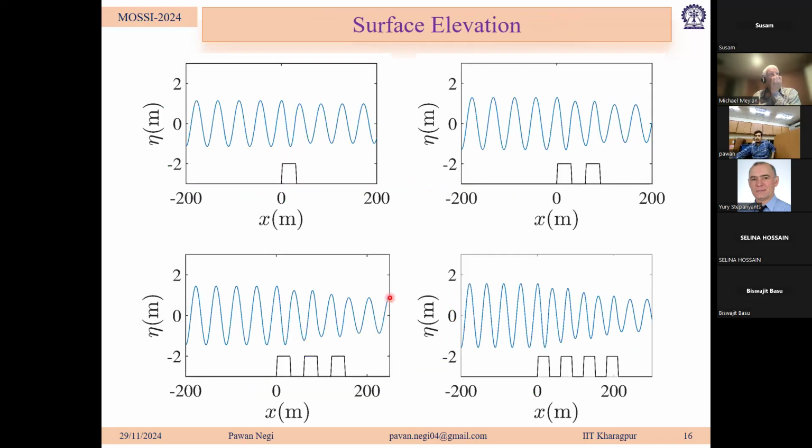Okay, so here I have plotted the elevation for a single trench, double trench, triple trench, and 4 breakwaters. We can see that the reflection coefficient, basically the reflected wave amplitude, increases as we increase the number of trenches, which is obvious because 4 breakwaters will provide a better tranquillity zone in the transmitted region as compared to a single breakwater.